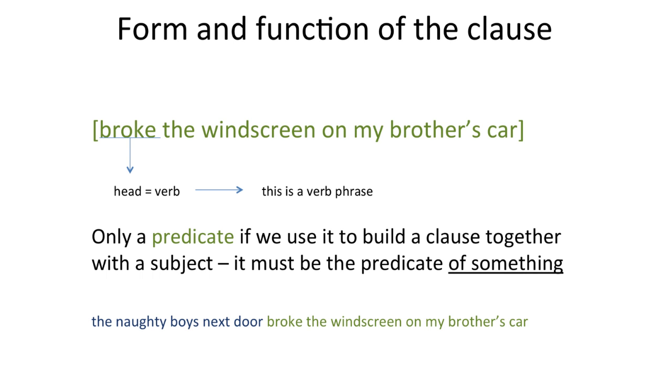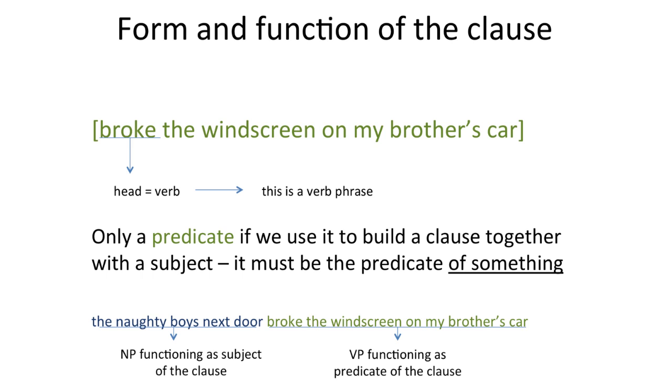So in the clause, the naughty boys next door broke the windscreen on my brother's car, the noun phrase, the naughty boys next door, is functioning as the subject of the clause, and the verb phrase, broke the windscreen on my brother's car, is functioning as the predicate of the clause.